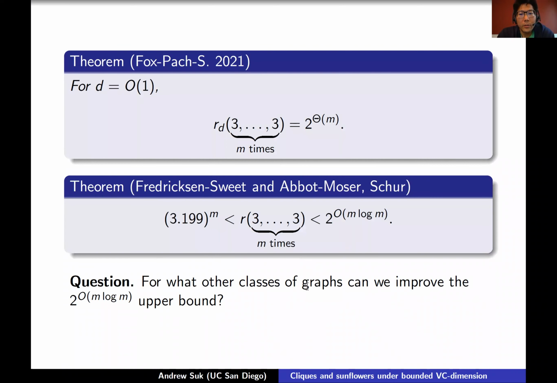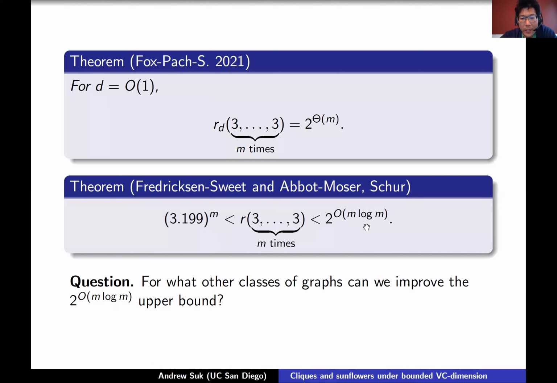Okay, so this is what we just discussed, or kind of gave a sketch proof of: this upper bound on the multicolor Ramsey number, if we assume the neighborhood set system has bounded VC dimension.